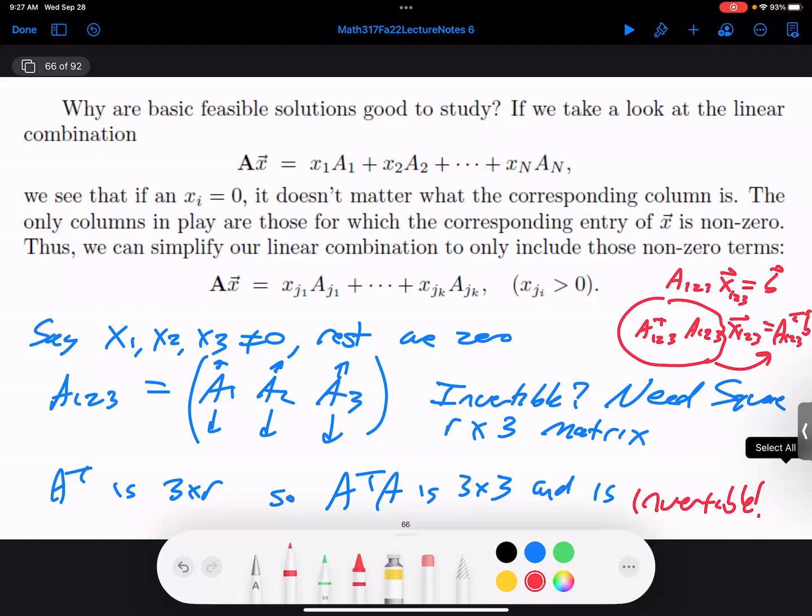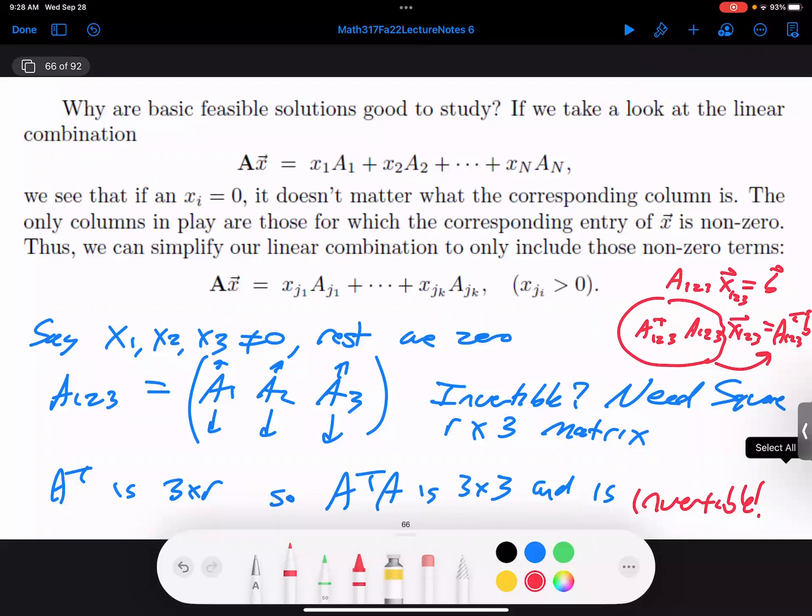So what this is telling you is if I tell you which columns of A are linearly independent, and I choose a subset of them, how many basic feasible solutions can there be for a set of linearly independent columns? Almost. At most 1. And then you would have to show, will this always work?